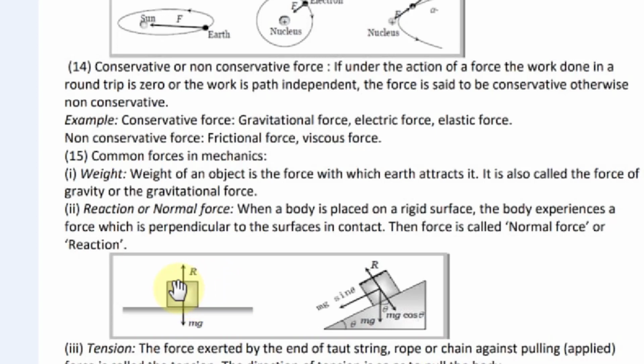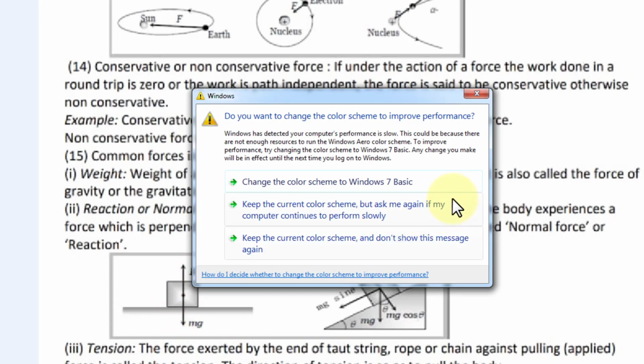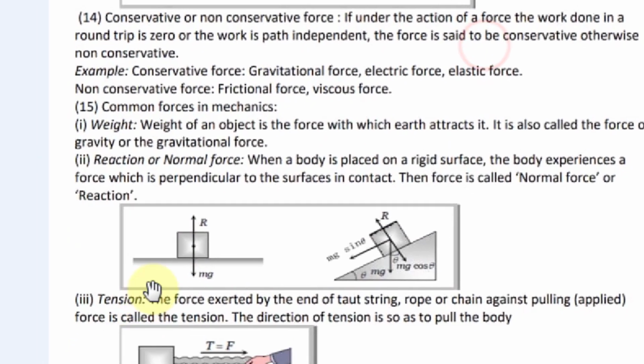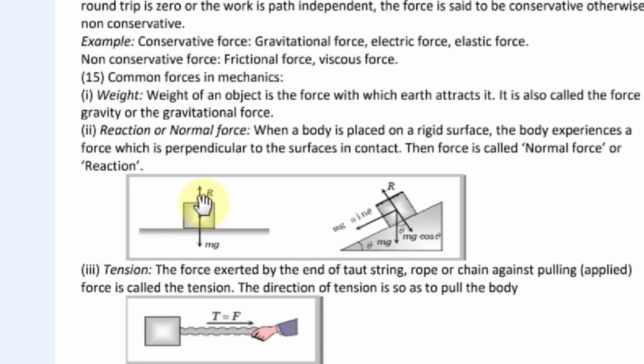This is a rigid body on a surface. So this body is applying force vertically downwards. How much force? Equal to its weight. In return, there is also a force acting in the opposite direction, upwards. That force is the normal force or reaction force. This one.